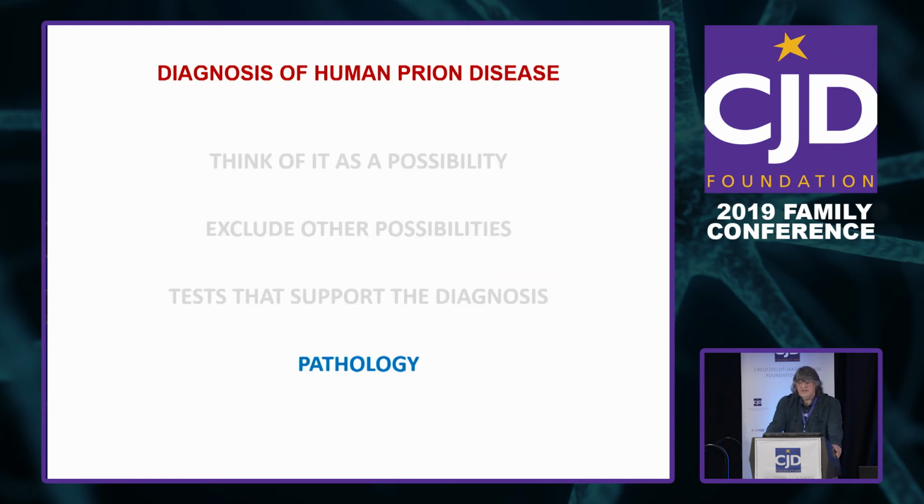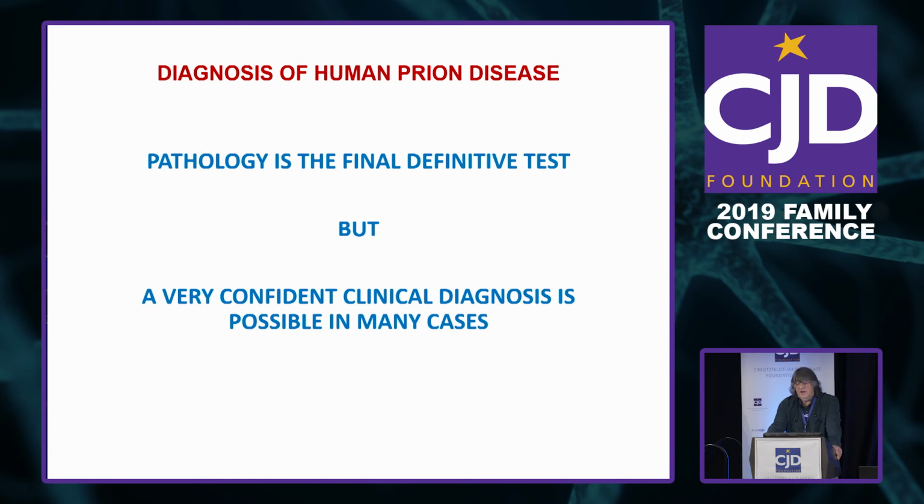Pathology. Well, I'm not going to say any more about it than what I've already said. Pathology is the final definitive test, but actually a very confident clinical diagnosis is possible in many cases, and I think that we can diagnose things like sporadic CJD a lot more reliably in life than we can with quite a number of other neurological illnesses.